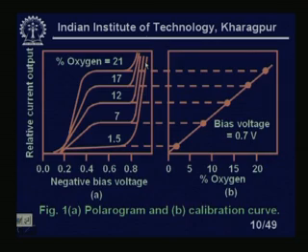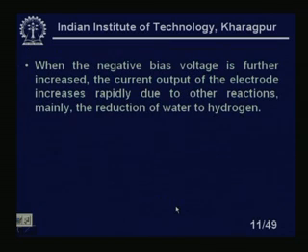After that is a slide, there is a drastic increase of the current. When the negative bias voltage is further increased, the current output of the electrode increases rapidly due to other reactions, mainly the reduction of water to hydrogen, right. So, that is a different thing, we are not concerned with that region, clear.